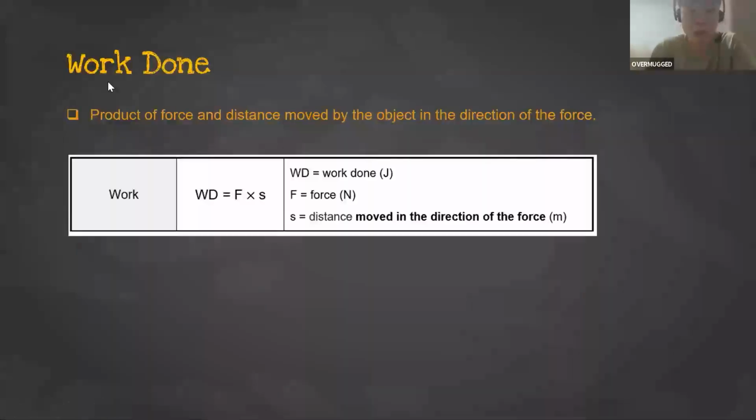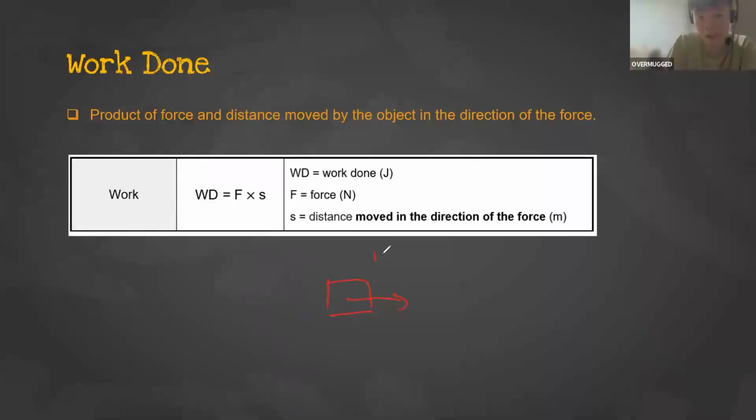Okay, then we come to work. Work done refers to the product of the force and distance moved by the object in the direction of the force. So the distance moved by the object has to be in the same direction as the force applied. Let's look at certain examples over here.